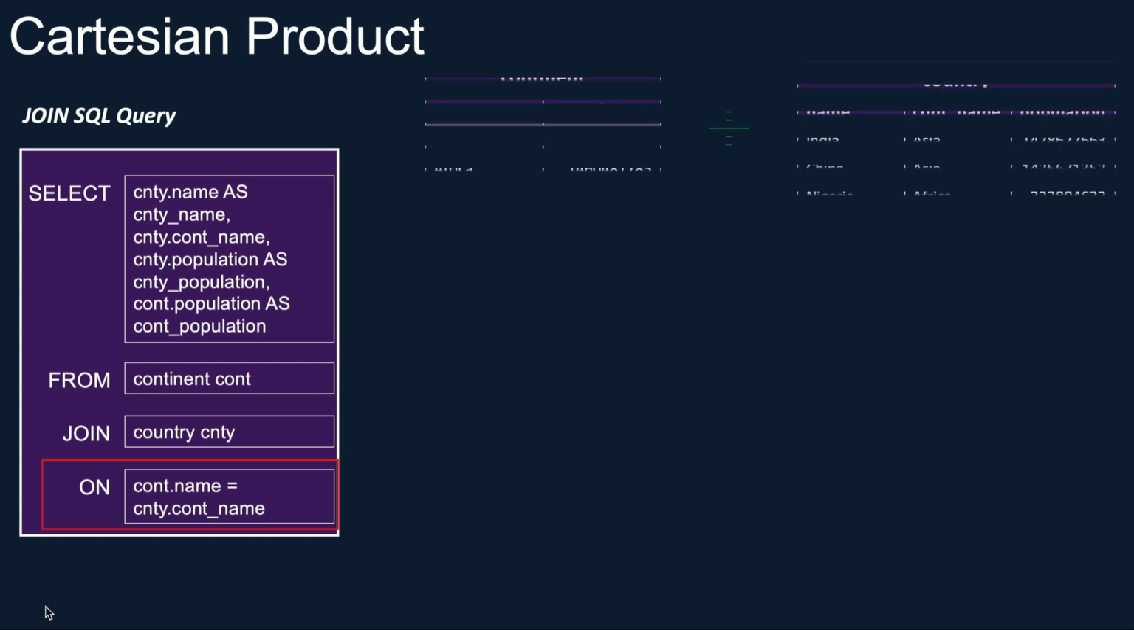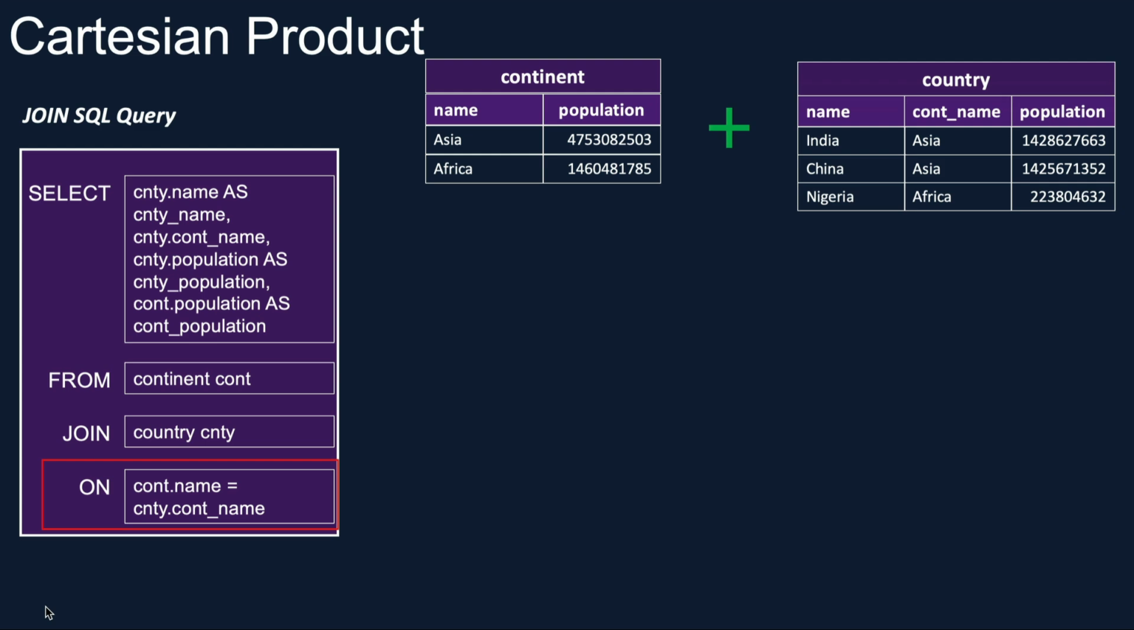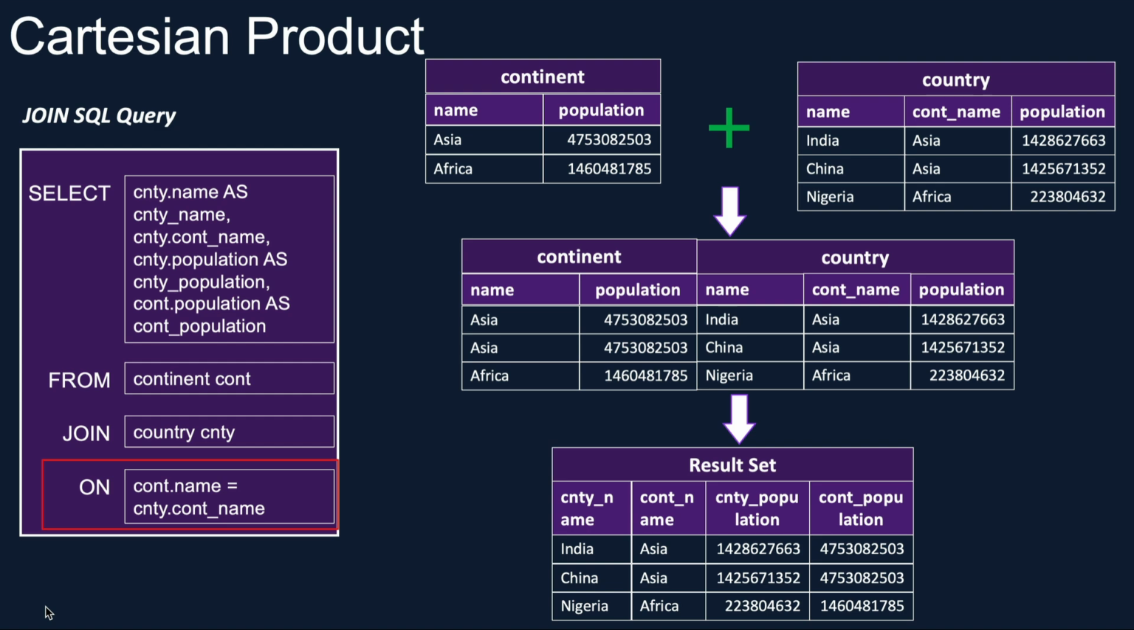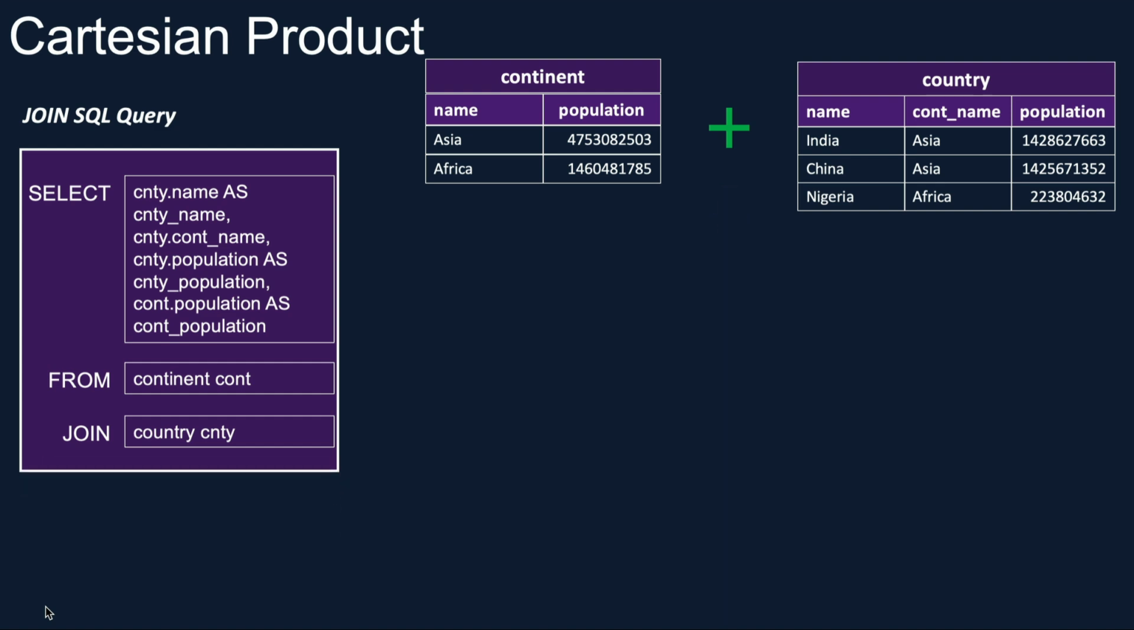Let's take the same data as we looked before. As we discussed, joining these two tables on the continent name produces three records, which are the three matching records based on the join condition. But what happens when you don't specify the condition for the join? Let's see that. As we saw previously, the first record from the continent table will be joined with each of the three records from the country table.